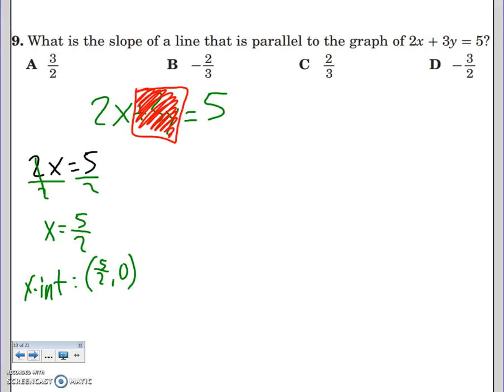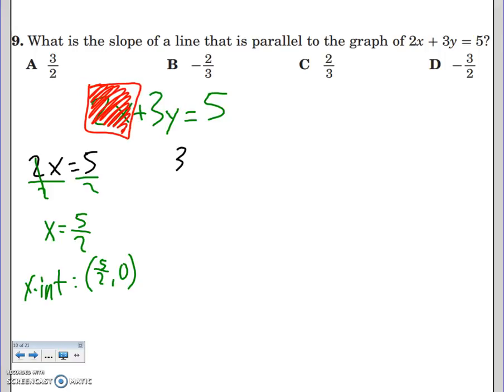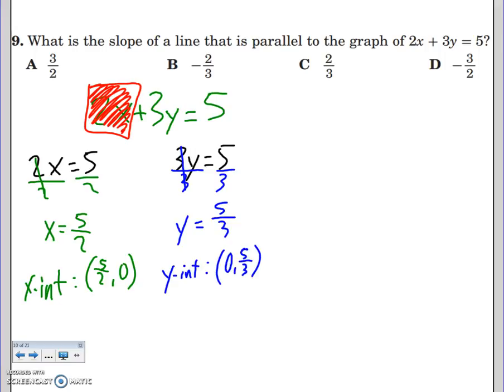I now try to find the y-intercept. I cover that. So positive 3y equals 5. Algebra just says divide both sides by 3. Y equals 5/3. So the y-intercept is 0, 5/3. Once you have 2 points, you do the slope equation.